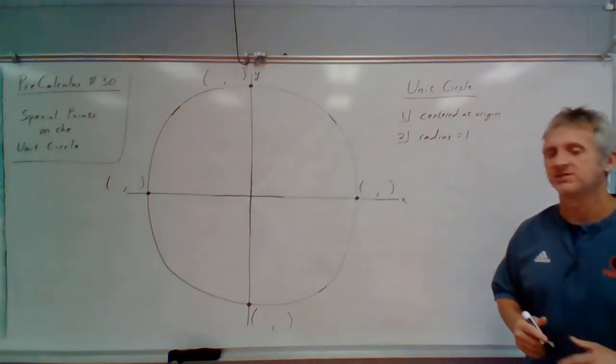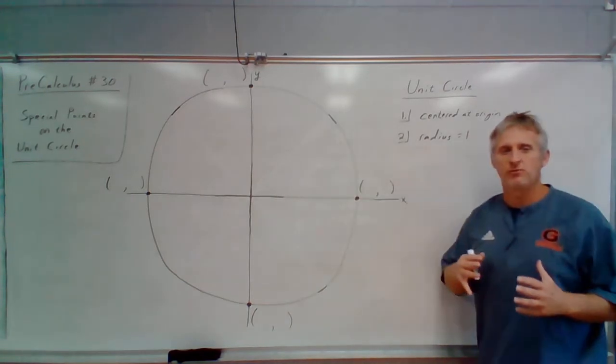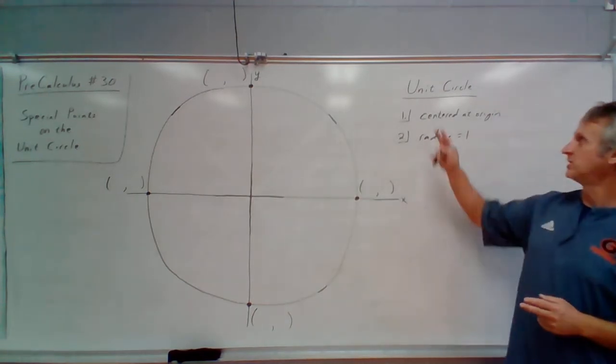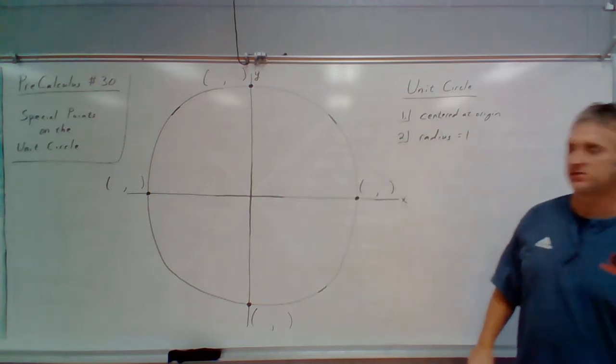All right, so we're going to find some special points that lie on the unit circle. So first of all, what is the unit circle? A unit circle has two characteristics. First of all, it's centered at the origin.